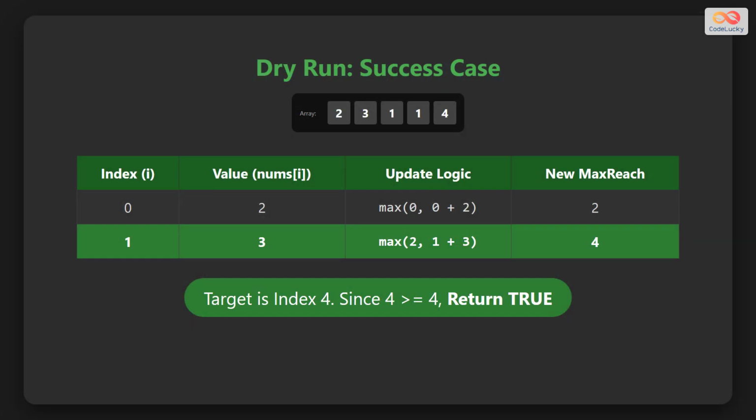Let's trace this on our first example. At index 0, we can reach index 2. We move to index 1. Since 1 is within our reach, we update our max reach. From index 1, we can jump 3 steps, extending our reach to index 4. Since index 4 is the last index, we know it is reachable, and we return true immediately.